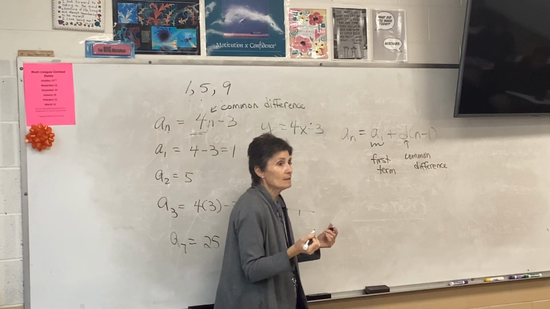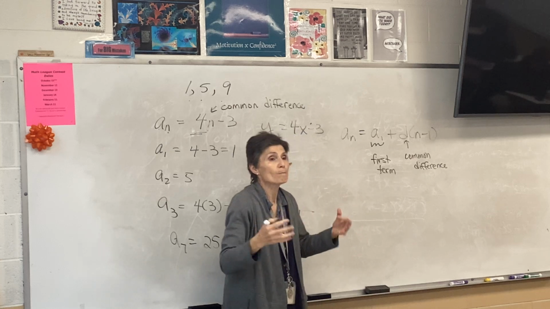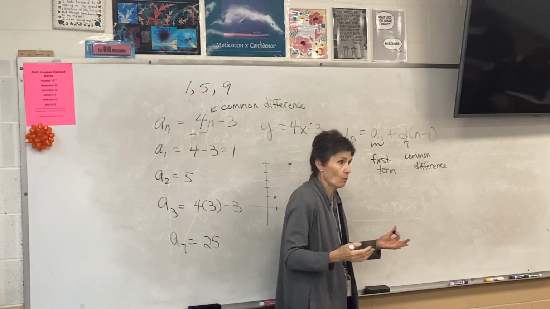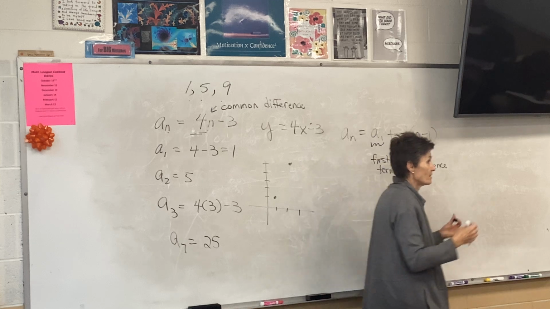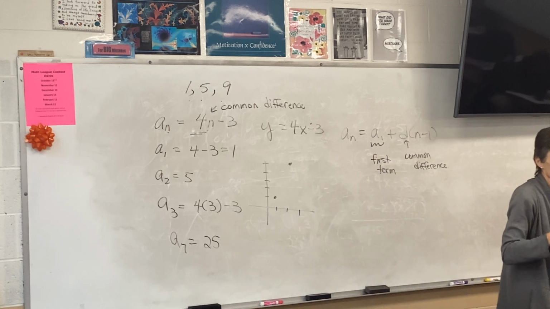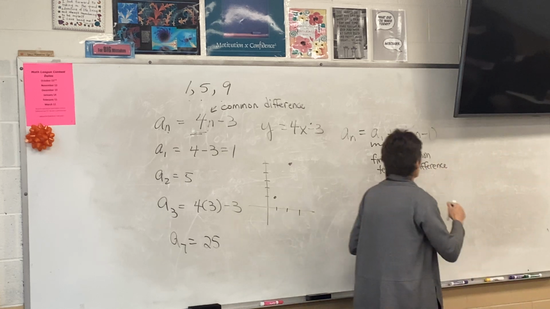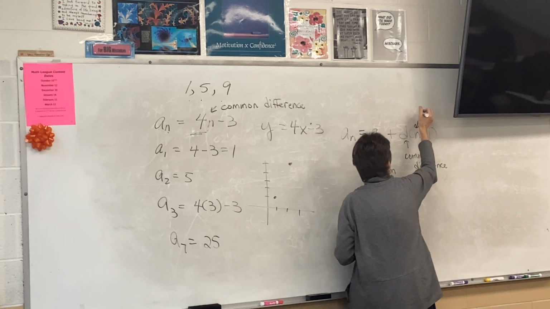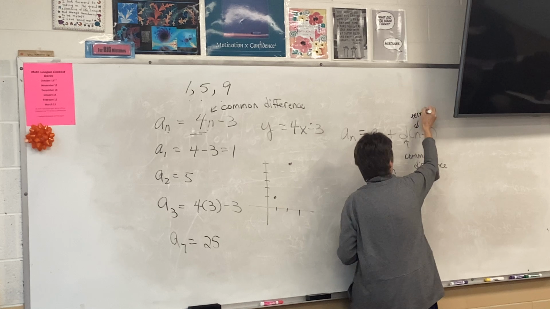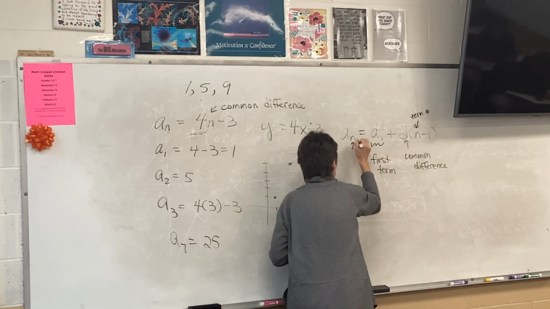And N is a term number that you might be looking for. So, for example, if you wanted to find the 58th term, N would be 58. So N is just the number of the term that you are looking for. So that's just a term number. And it's over here too.